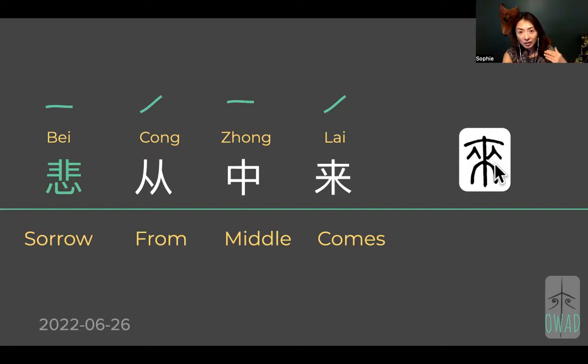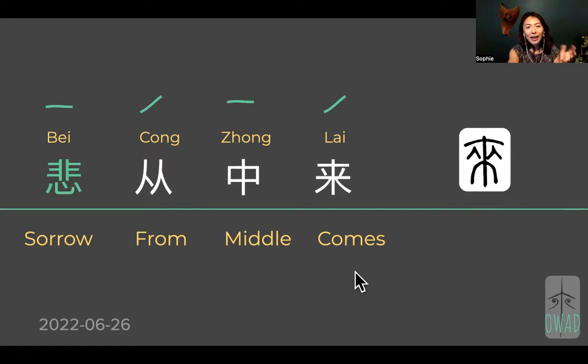And that's the concept of come. So that's what's going to come. That's the expectation. That's the future. That's your wealth, right? You're growing it on the tree right now. Okay, so 悲从中来. So this follow in the middle comes.